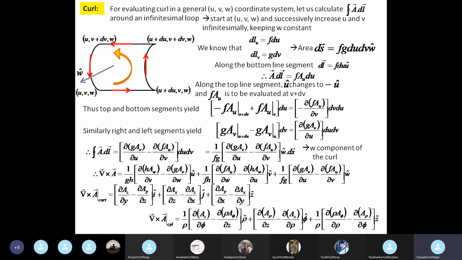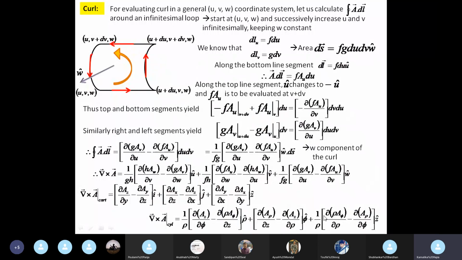So once again, if you are given the expression of the vector in the cylindrical system or in the Cartesian system and asked to find either the gradient or the divergence or the curl in the cylindrical system, this is the method that you will follow. You don't have to, of course, show the derivation. You just need the formula.